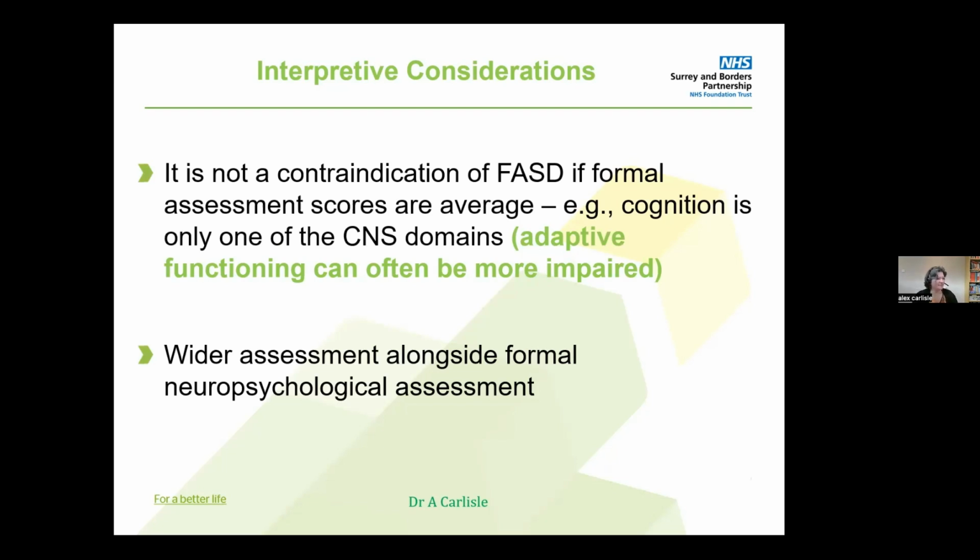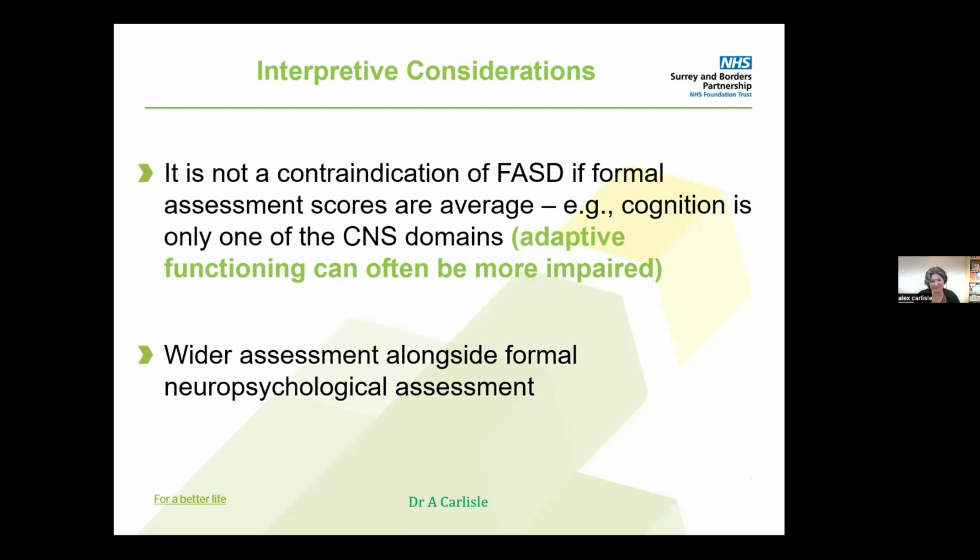I'm coming to the end of my bit, in terms of interpretive considerations. After assessing all the different domains that you possibly can assess, and it's understood that you can't always assess all 10 domains and you can't always assess them with direct tools, you might need to use indirect assessments, and that might sometimes be better. Even if you have assessed some domains as average, it's not a contraindication of FASD. You can have children with normal average IQ and have FASD.